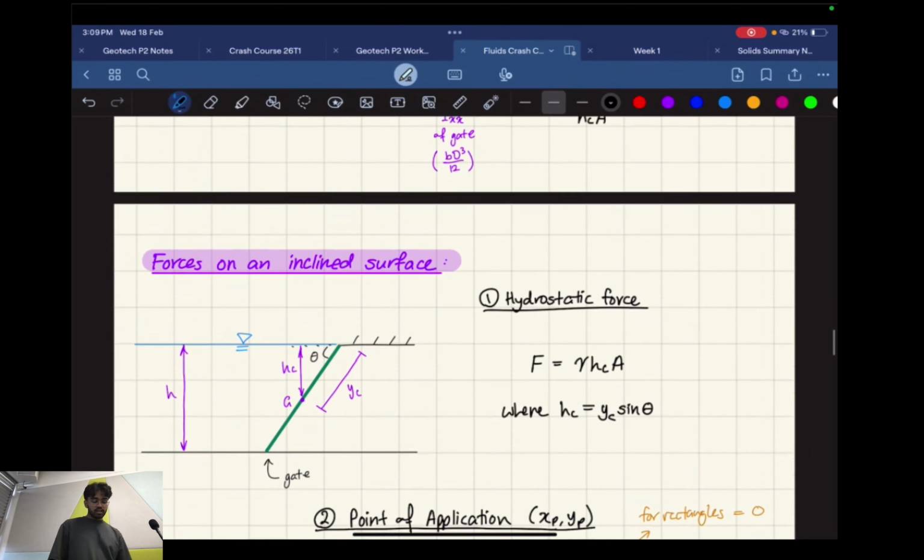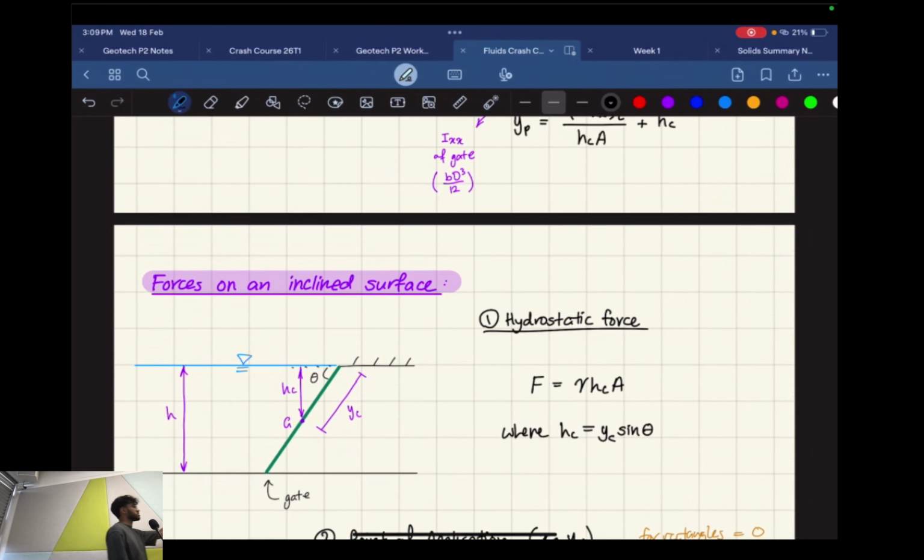Now, an inclined surface. Now imagine this thing on an incline. Alright, so pretty much, this is your gate, and you've got water acting on it like this.